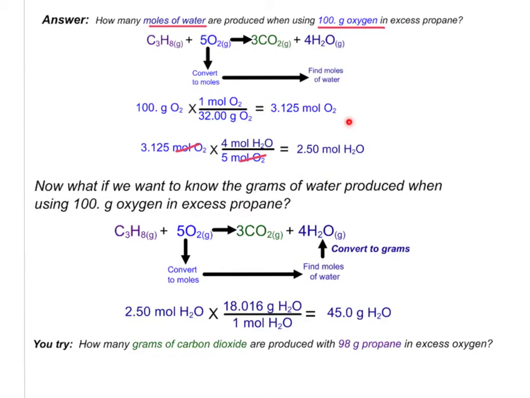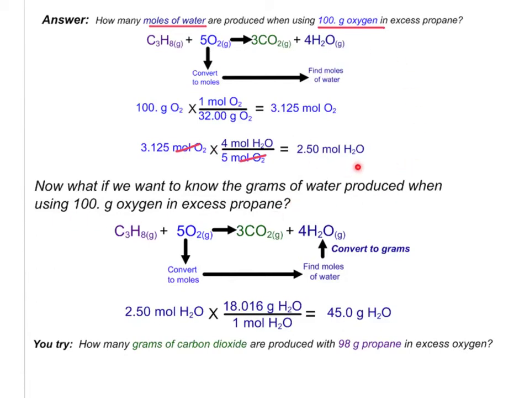Now, what if we complicate this a little more? What if we want to know the grams of water produced when using 100 grams of oxygen in excess propane? After all, this isn't really that valuable. If I told you to come up with 2.50 moles of water in the lab, you'd probably look at me a little strange and say, I think I'd like to do some calculations and get that into a different unit, like grams. So in order to do this problem, we would simply repeat what we just did here.